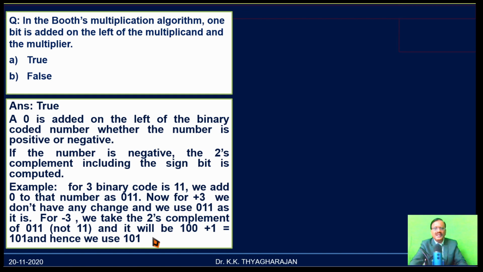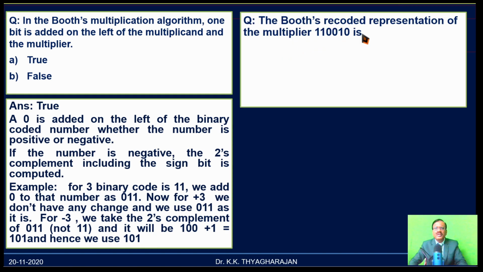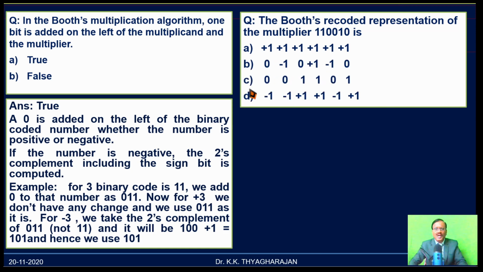Now let us see the next one. The Booth's recoded representation of the multiplier 110010. Option A, all are plus 1. Option B, this one. Option C, 011010. Option D, minus 1, minus 1, plus 1, plus 1, minus 1, plus 1. Without solving this, we may not give the answer. That means you have to find out the recoded value for this multiplier.